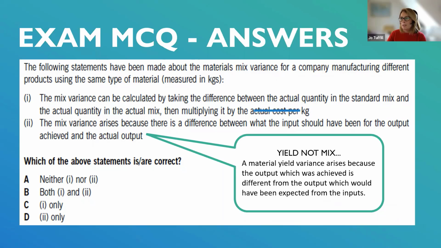This is describing the yield, not the mix. The material yield variance arises because the output which was achieved is different from the output which would have been expected from the inputs. So it's all about the output, that second one. It's saying that the input should have been for the output achieved. That is the yield variance. So basically, neither 1 nor 2 were correct.